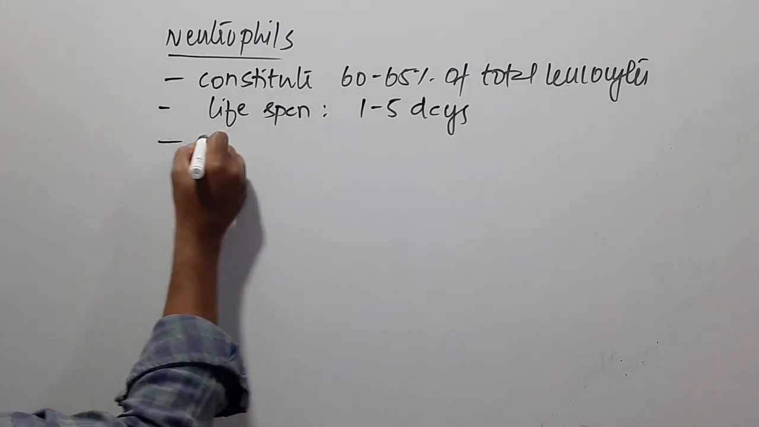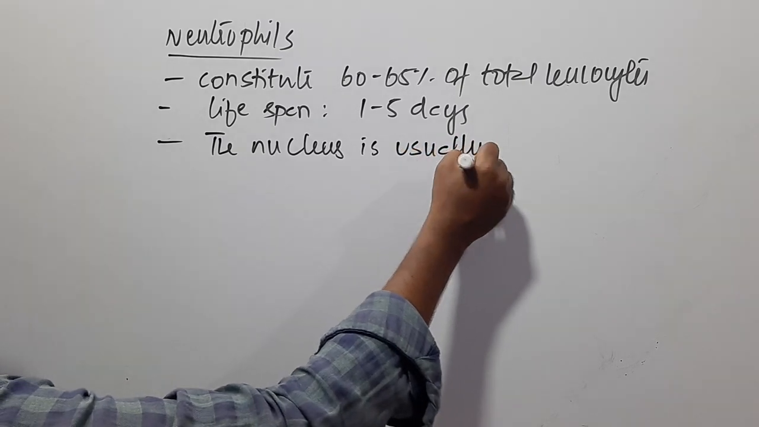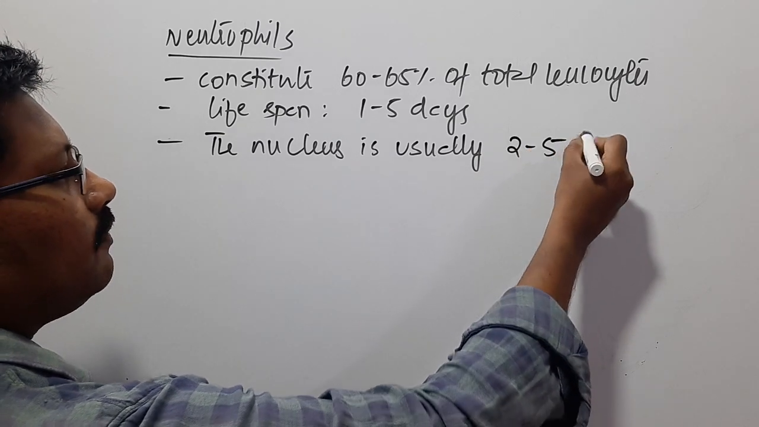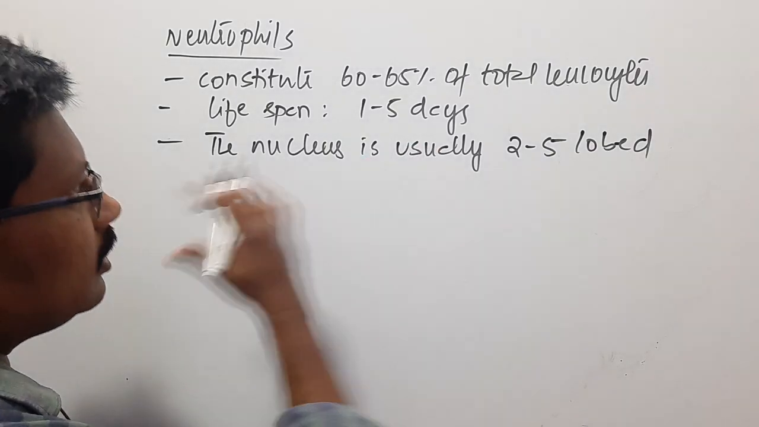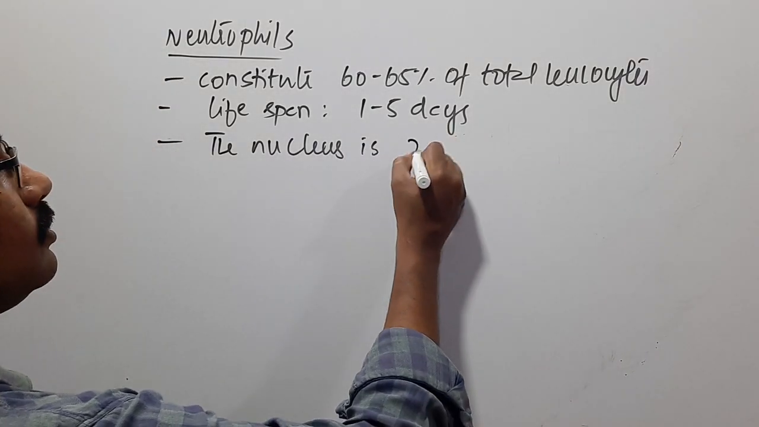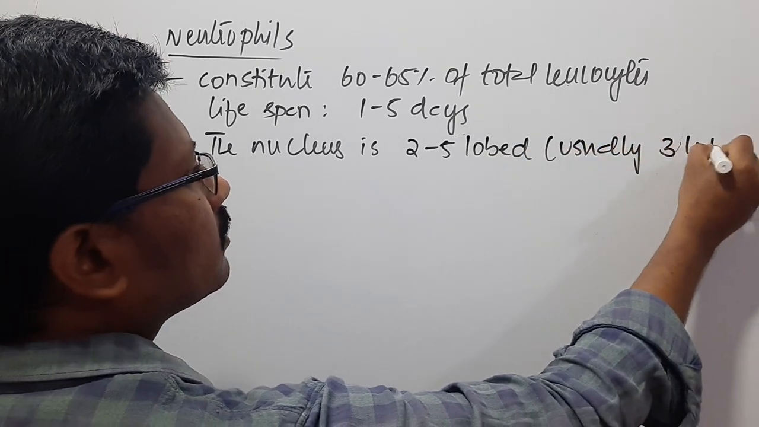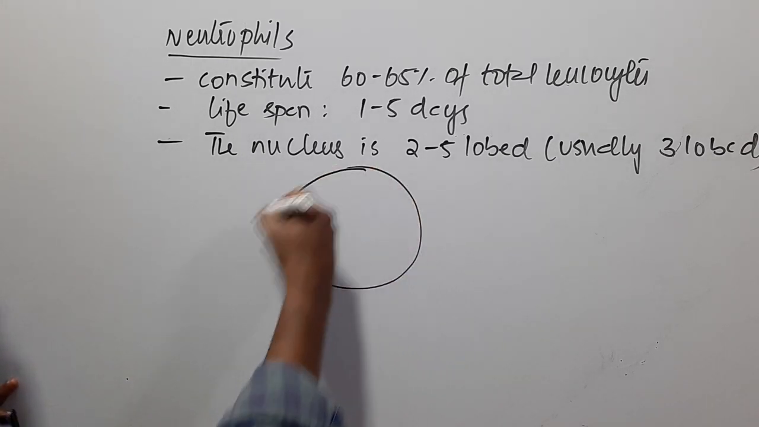Then the nucleus is lobed, so you will find around 2 to 5 lobes. The nucleus is 2 to 5 lobed, and usually it has 3 lobes. Then that's what we'll see in the diagram here.